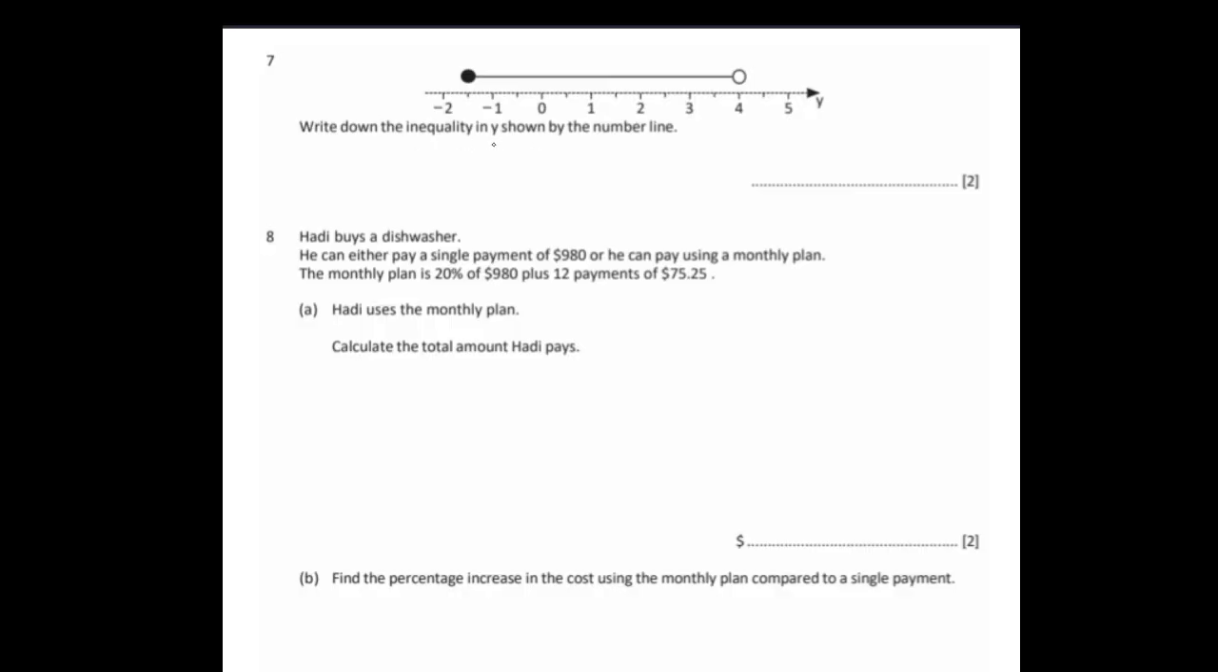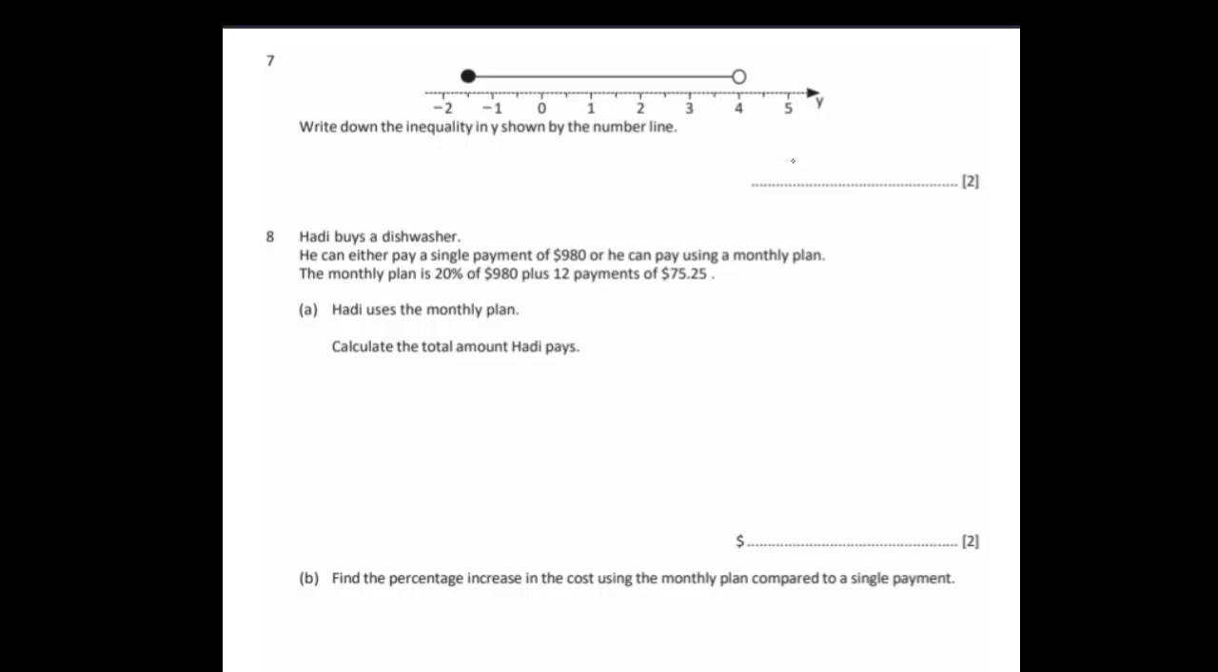Write down the inequality in y shown by the number line. So this is the number line given to us, where one of the circles is shaded and another one is not shaded. This is exactly in between minus 2 and minus 1, so it is minus 1.5, and it is exactly at 4. So you will be taking the variable y here, because the inequality in y is shown. So you have to take y as a variable, don't take any other variable here.